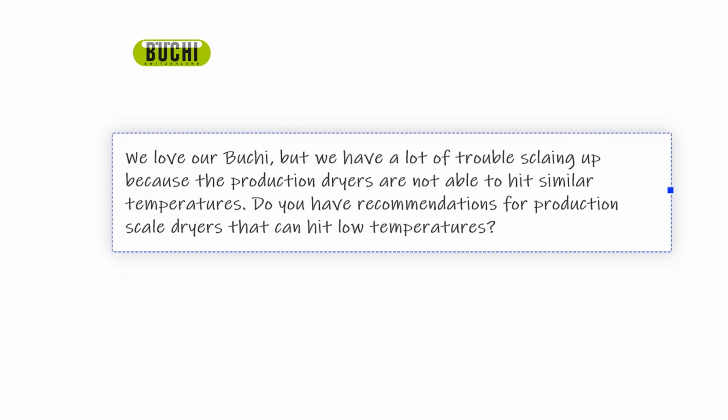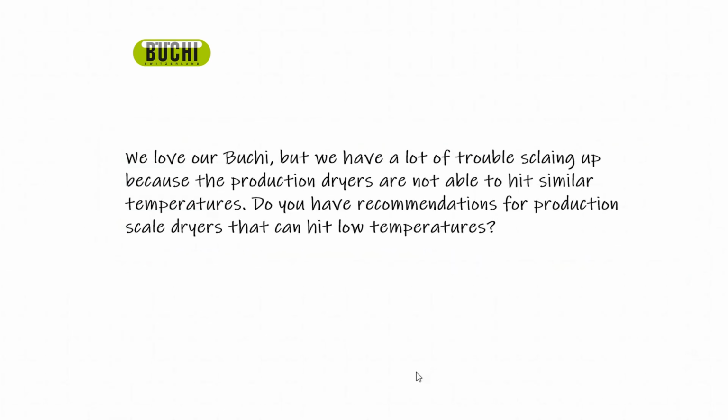We love Buchi, but we have a lot of trouble scaling up because the production dryers do not hit similar temperatures. Do you have recommendations for production scale dryers that can hit lower temperatures? I'm probably not 100% an expert on scale-up instruments. I know that we have a marketing agreement with GEA, and I think the temperatures are similar from an inlet and an outlet. Sometimes the inlet temperature on production scale is higher. We really can't go much higher on a lab scale.